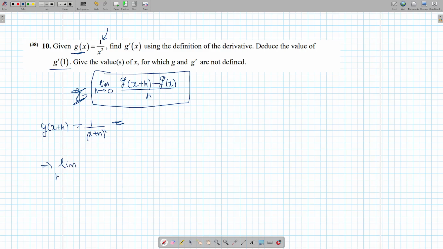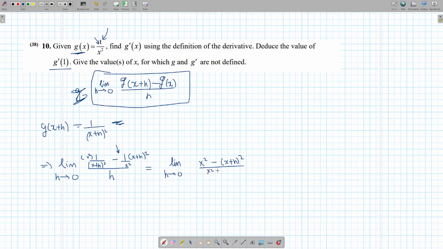Limit as h approaches 0, 1 over x plus h squared minus what? g of x. What's g of x? 1 over x squared, all over h. Perfect. Now can we subtract these two? We can't. We need to have the same denominator. So what do you multiply by? x plus h squared here. And here what do you multiply by? x squared. This is how you make a common denominator. So it equals limit as h approaches 0, x squared minus x plus h squared over the common denominator, which is what? x squared, x plus h squared.